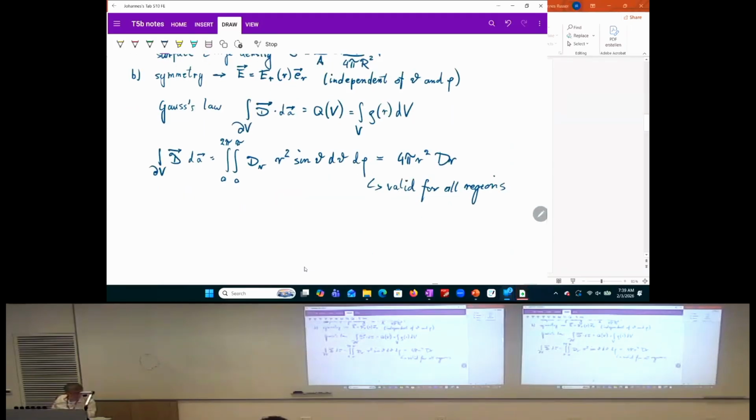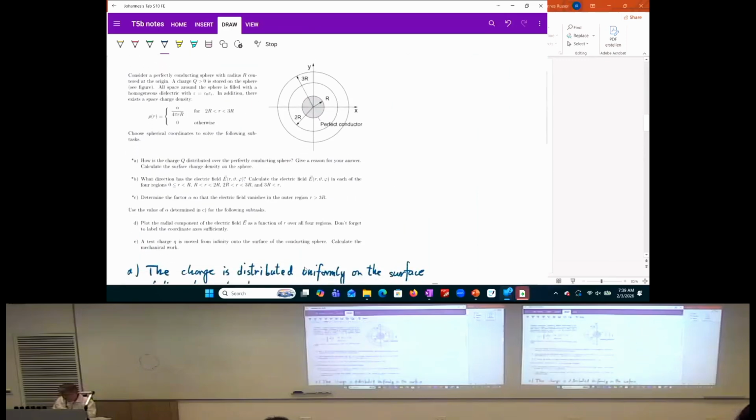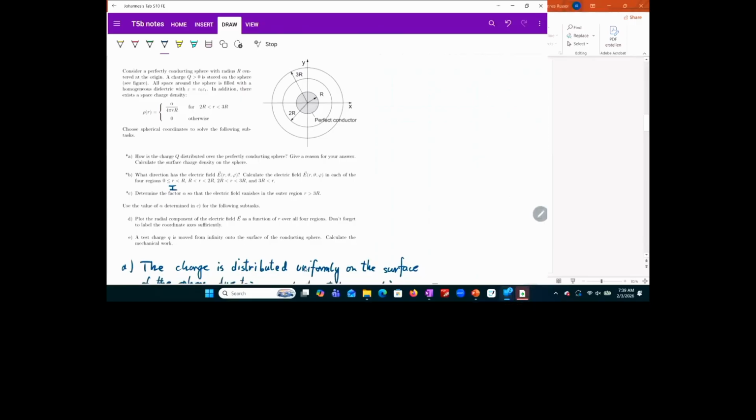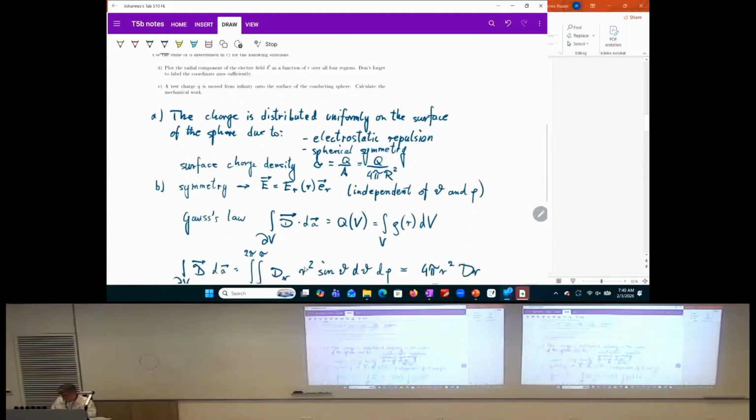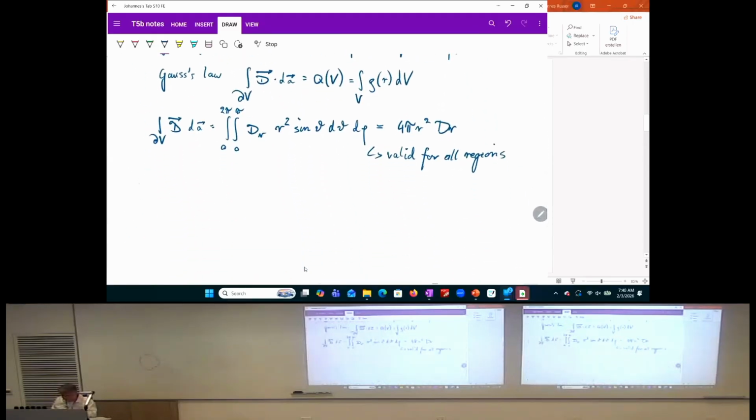And now we take our first region. The first region is this where r is larger than 0, but smaller than the capital R. This is our second region. This is our third region. And this is our fourth region. Yeah, these are our regions. So now we are at region 1.